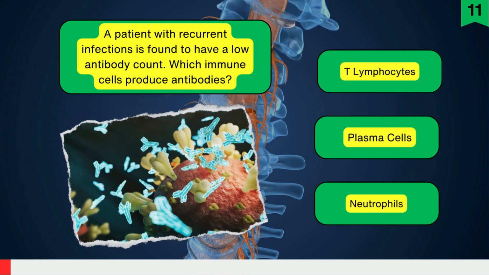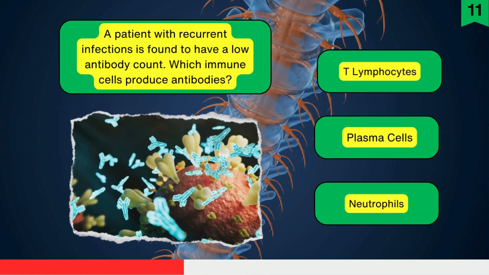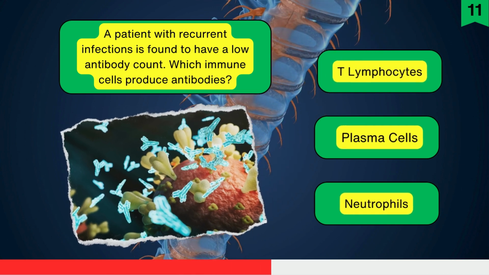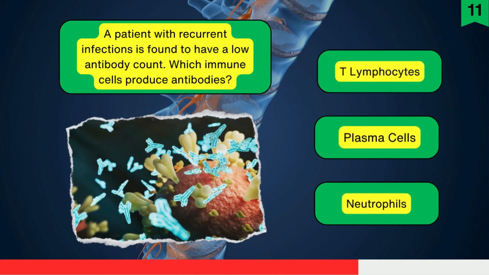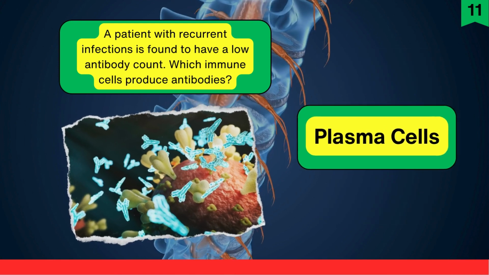A patient with recurrent infections is found to have a low antibody count. Which immune cells produce antibodies? T lymphocytes, plasma cells, or neutrophils? It's the plasma cells.